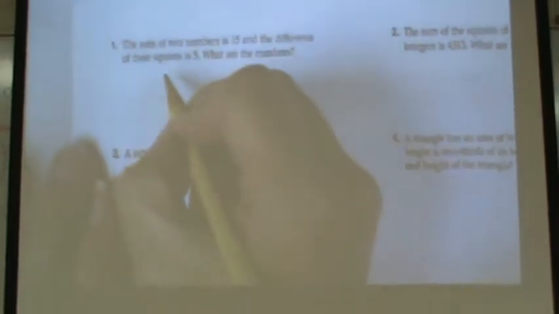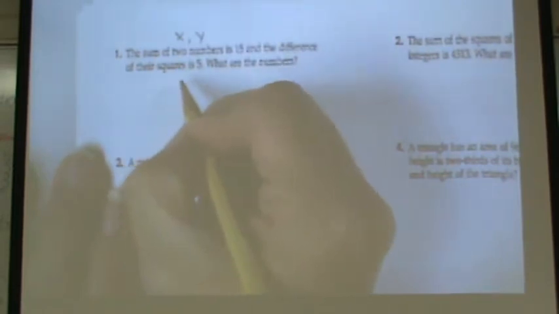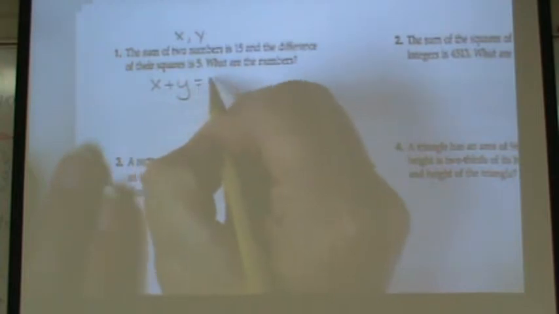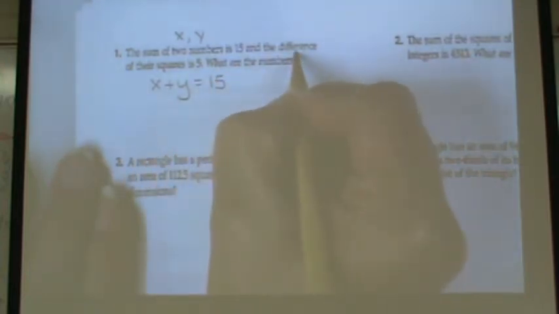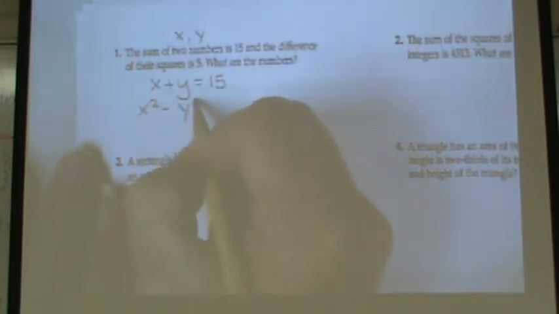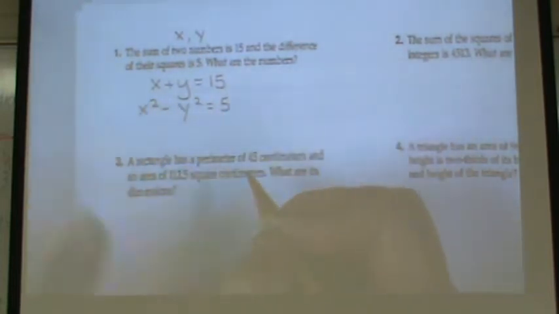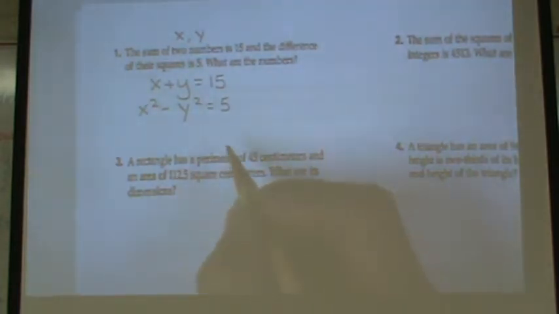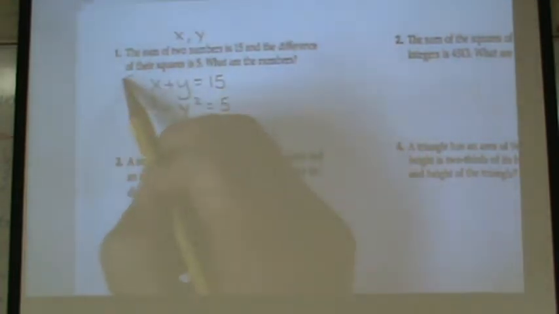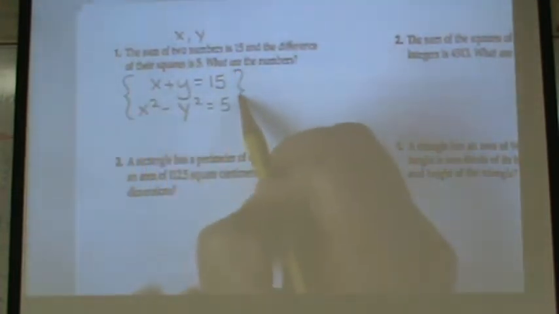So for question number 1, it says the sum of two numbers is 15. If you're just going to call your numbers x and y, let x and y be the two numbers. The sum would be x plus y equals 15. And the difference of their squares is 5. If you were asked to solve this, you would solve one equation for y and plug it into the other equation. But these are your two equations that you would use.